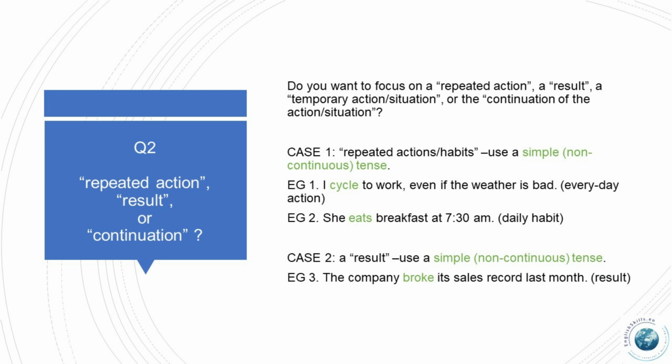Example 2. She eats breakfast at 7:30 a.m. It's a daily habit. We are creatures of habit. Case 2. A result, again, uses simple, non-continuous tense, that is, for example, example 3. The company broke its sales record last month. It's a fact. It's something that's completed in the past. We're not connecting it to the present. We simply use last month as a reference point, and we say broke, irregular, from break.